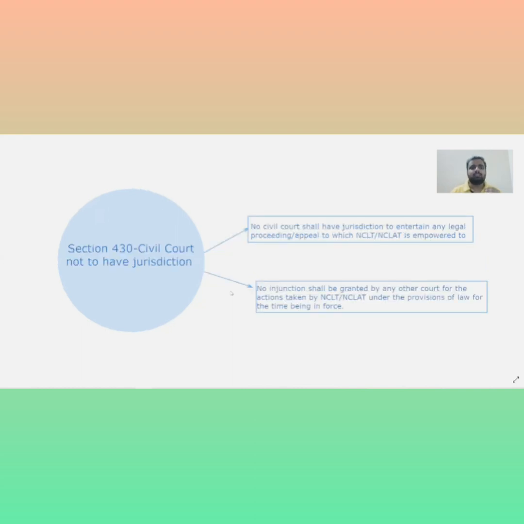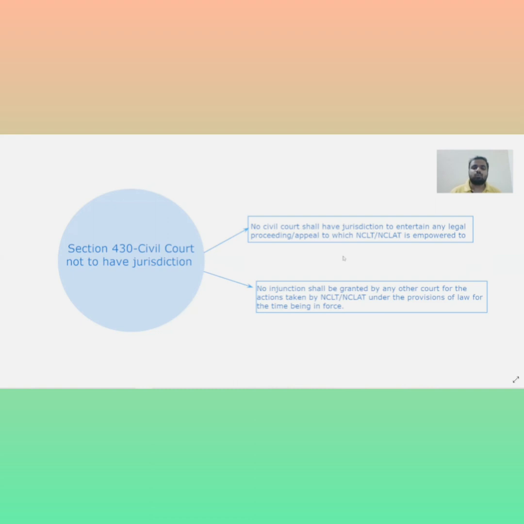Section 430, civil court not to have jurisdiction. Again, you can correlate this to section 424, procedures of NCLT and NCLAT, that independence kind of concept. Again, they are going to tell you indirectly that the civil court does not have any jurisdiction to entertain any legal proceeding or appeal which NCLT, NCLAT is empowered to. That means whatever power NCLT and NCLAT have, it is none of the business of the civil court. You are not going to come and touch us. That is what they are trying to tell in this section: we are independent, we do our job, you don't come and meddle with us.